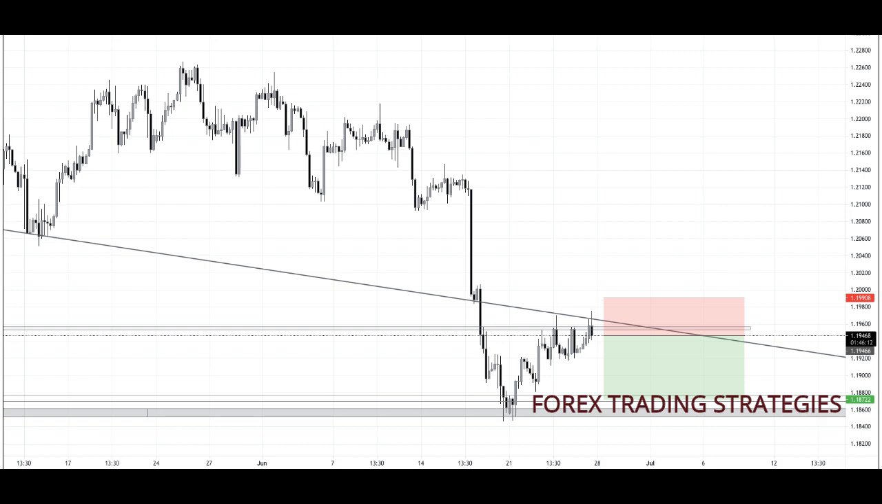So you are looking for correlations because you probably don't want to just trade one pair. Of course, you can make money just trading one pair, but sometimes there are no setups in that pair. Then you just want another pair as a backup. So you are going to look for correlations.